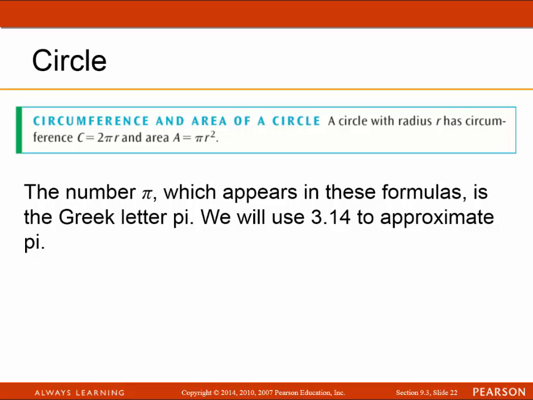Next thing is circle. Circumference and area of a circle. So a circle with a radius r has circumference C equals 2 pi r, and the area is A equals pi r squared. Now the number pi, which appears in these formulas, is the Greek letter pi, and we'll use 3.14 to approximate pi for this class.